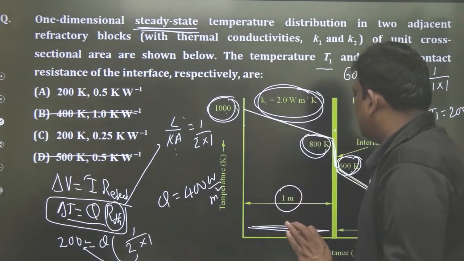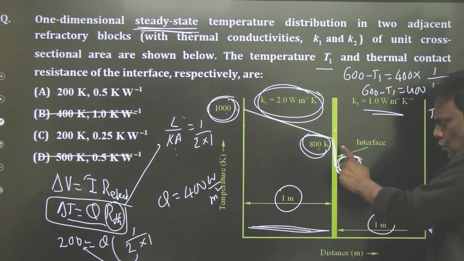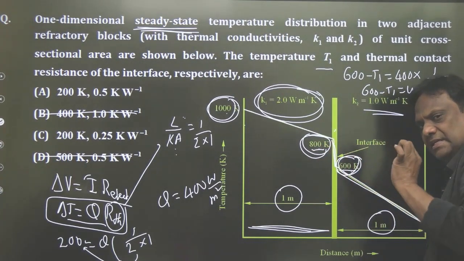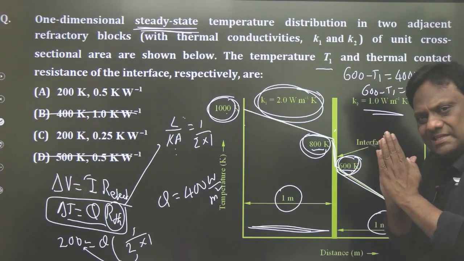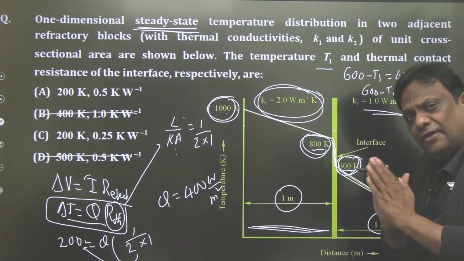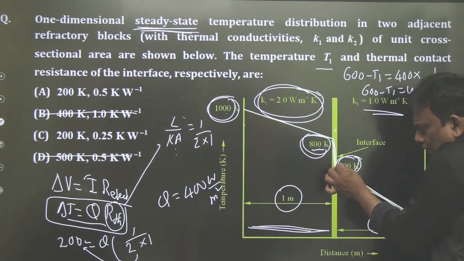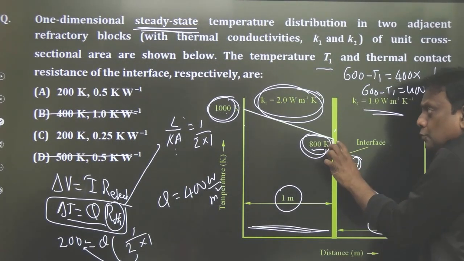Very good. Now, what is he asking? The thermal contact resistance. Very simple, sirs. You know the left side temperature as 800. You know the right side temperature as 600. In between these two, why is there a temperature drop? Maybe some gases or air is trapped. The thermal conductivity of air is very low, therefore the resistance is very large. As the resistance is very large, in a very small gap there is a huge drop.